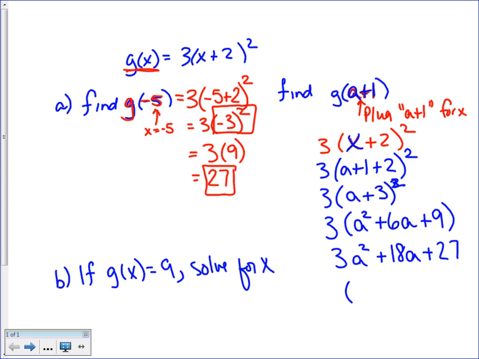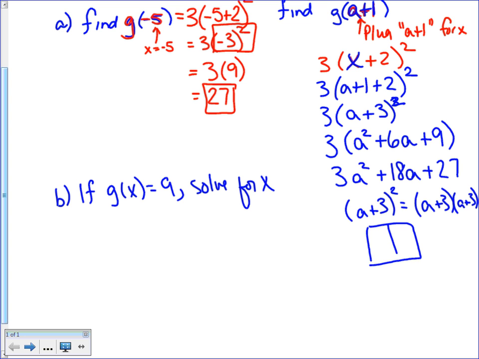Now, if you don't remember why (a plus 3) squared is equal to a squared plus 6a plus 9, remember that you're talking about (a plus 3) times (a plus 3). For those of you that are a little more visual, you would be talking about a square whose sides are a plus 3 by a plus 3. And now if you find the individual area of each of those little squares inside, you'll see it's a squared plus 6a plus 9.